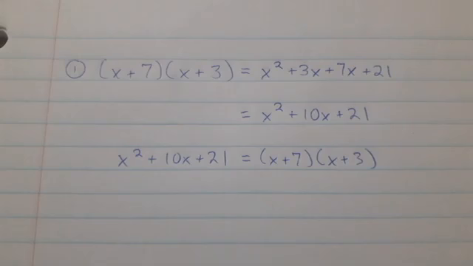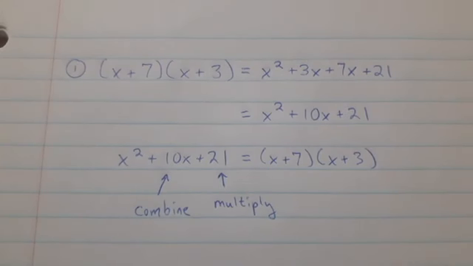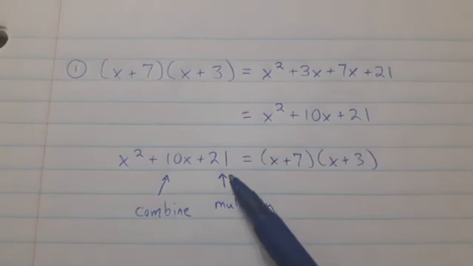The answer is, the way we can get a 7 and 3 starting from a 10 and a 21 is that 7 and 3 multiply to give us 21 and they combine to give us 10. They're the only two numbers that fit that pattern. That's really the key to simple trinomial factoring. We're always looking for two numbers that multiply to give us the third term and combine to give us the second term. A quick public service announcement about the word combine.